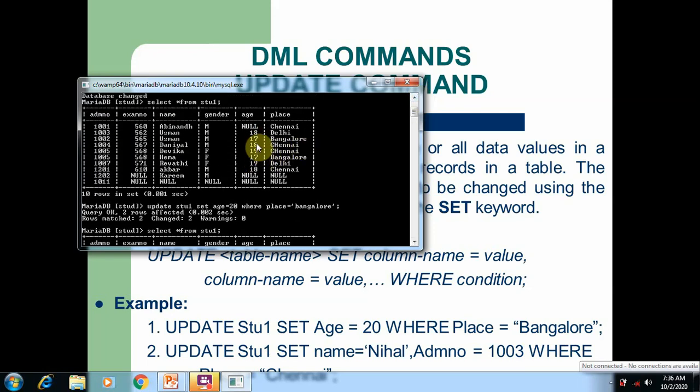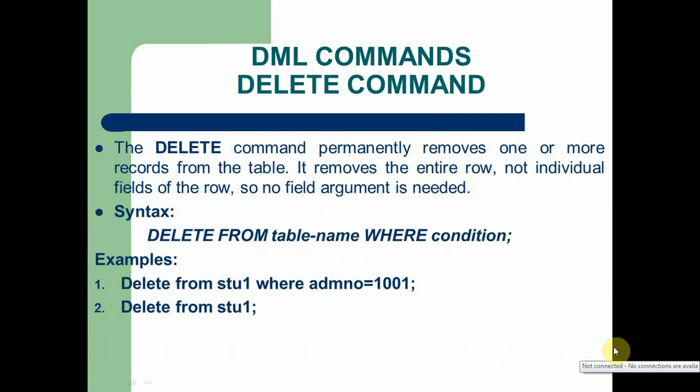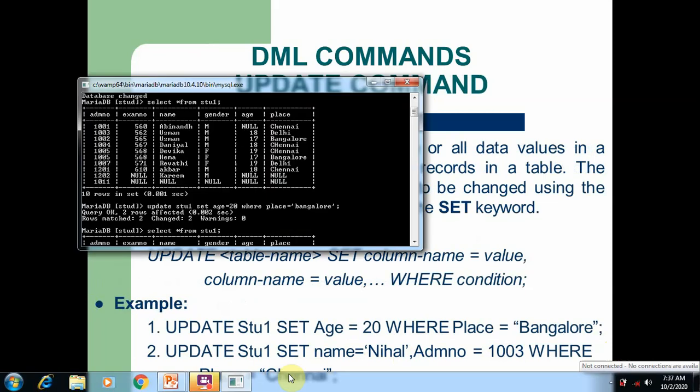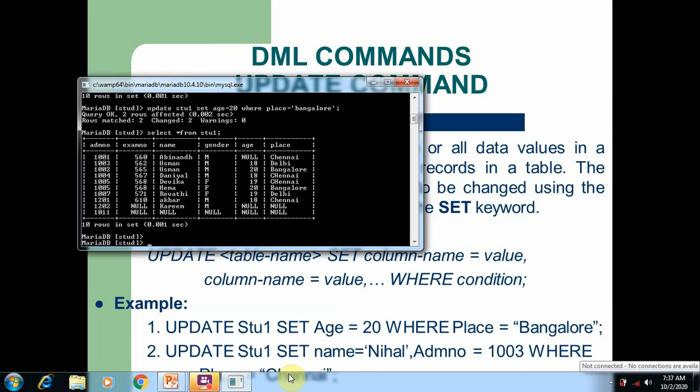See, now I am going to execute the second command: update stu set name is equal to Nihal, comma admin number is equal to 1003, where place is equal to Chennai. So I'm going to change the student name to Nihal, admin number to 1003, where place is equal to Chennai. So here you can see the condition.